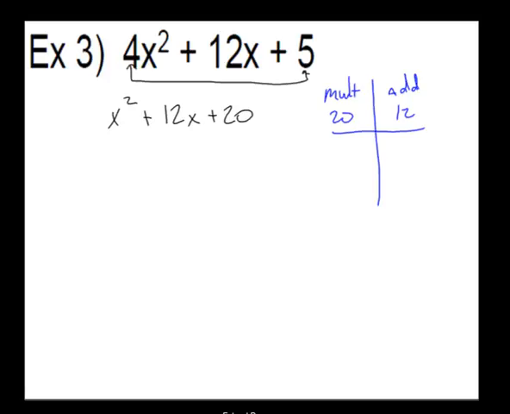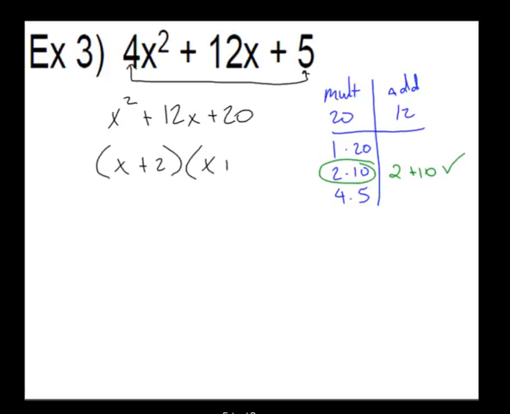Well, let's think about my factors of 20. Since I have all positive, I'm only going to consider the positive factors. So I have 1 times 20, I have 2 times 10, and 4 times 5. This one right here in the middle, 2 plus 10, that gives me 12. So over here then, I'm going to rewrite this as x plus 2 times x plus 10.